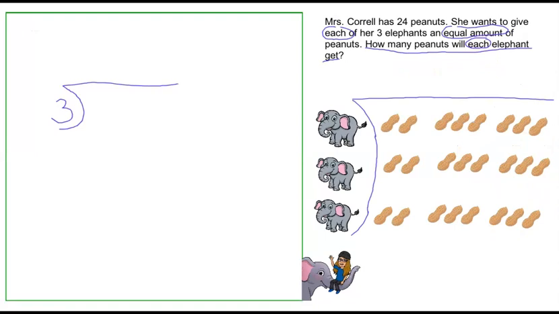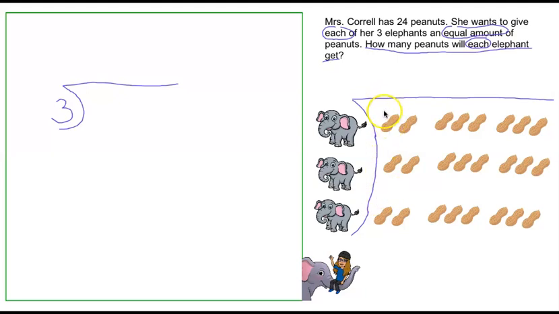So you can see that I have my 3 elephants that are getting the peanuts outside. And I went ahead and I gave each elephant the same amount of peanuts. So let's see, I've got 3 elephants. How many peanuts did each one of them get? Well, each one got 1, 2, 3, 4, 5, 6, 7, 8.